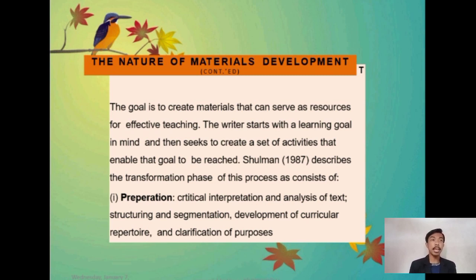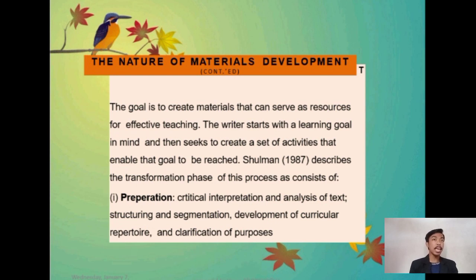According to Shulman, 1987, described the transformation step of this process, which consists of first, preparation. This preparation consists of critical interpretation and analysis of text, structuring and segmentation, development of curricular repertoire, and clarification of purposes. That is the first one.